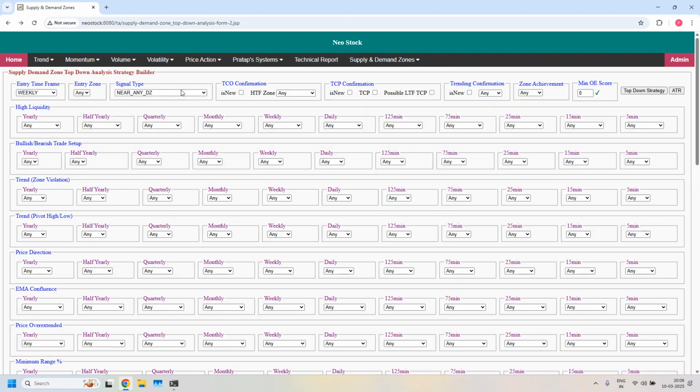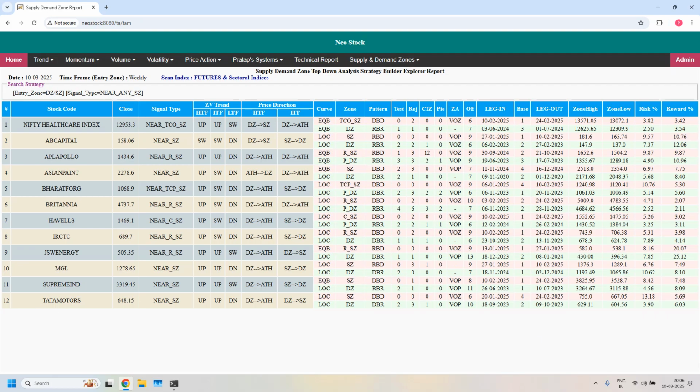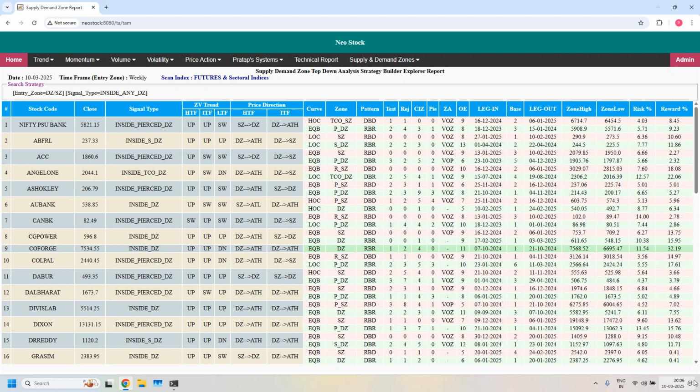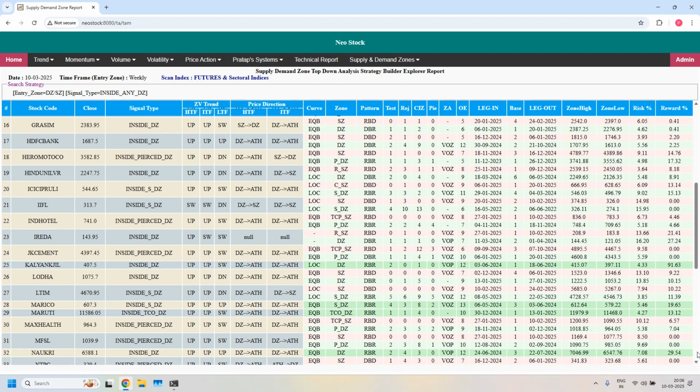Next, stocks near weekly supply zone. We got 12 stocks. Next, price closed inside weekly demand zone. First 16 stocks in the list. Let me scroll the list quickly down and then filter with EMA Confluence.